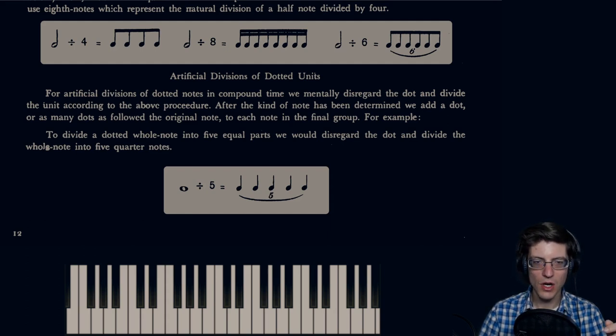To divide a dotted whole note into five equal parts, we would disregard the dot and divide the whole note into five quarter notes. Remember, go to the nearest natural division.